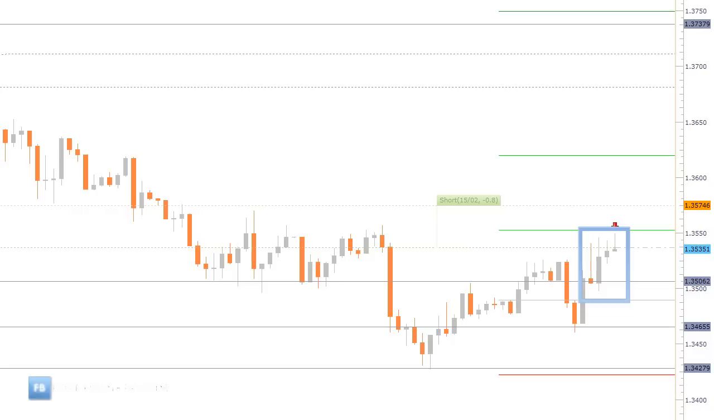But let's go over and see what happened. This whole trade took about 45 minutes, but we're going to skip a fair bit and cut it down to the important parts for you.